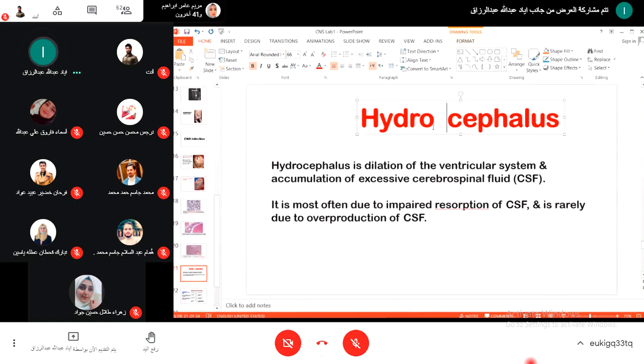Usually it is due to obstruction or impaired resorption of the CSF, rarely due to overproduction. Sometimes there is a papilloma, a choroid papilloma. This papilloma produces more CSF, but this is rare. The common mechanism is obstruction and failure of resorption of the CSF.